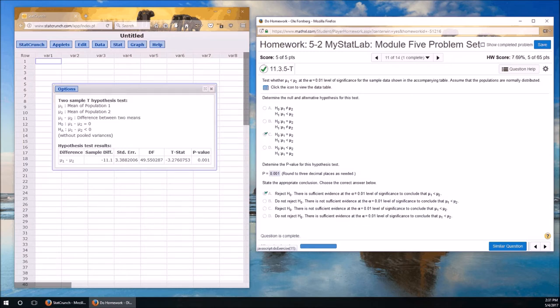And that's it. Hopefully, problem number 11 in Module 5 is easy for you now. But the concepts here in problem 11 deal with a lot of other problems in this set. So use StatCrunch to do the calculations. Make sure that you know how to interpret the results.